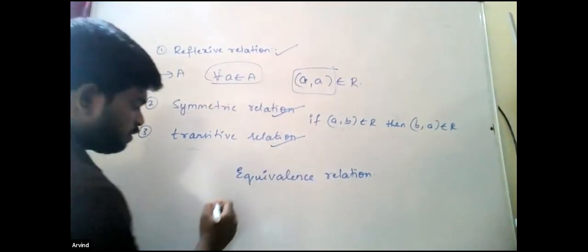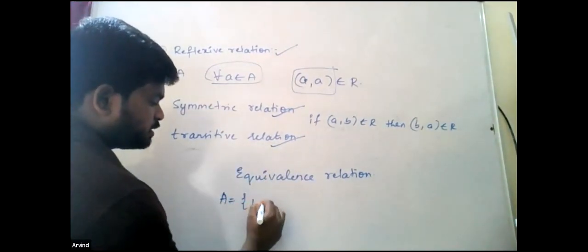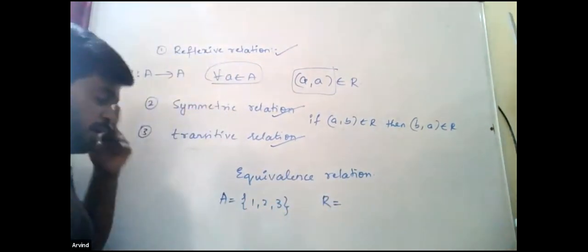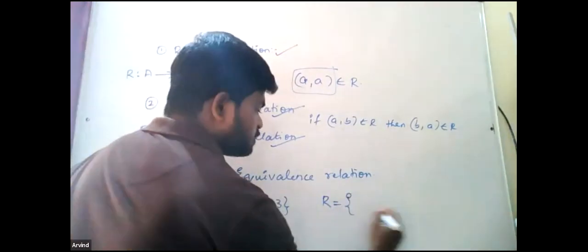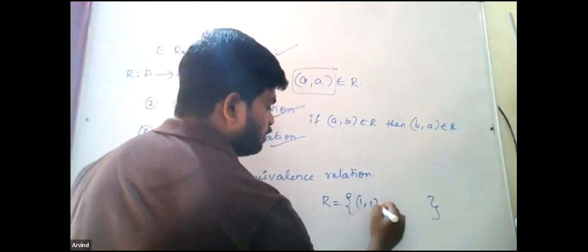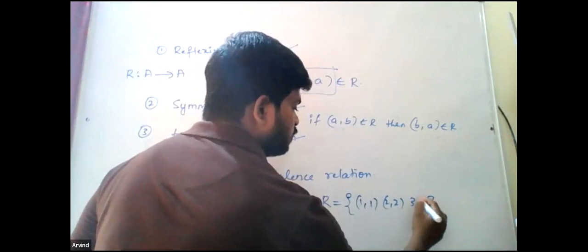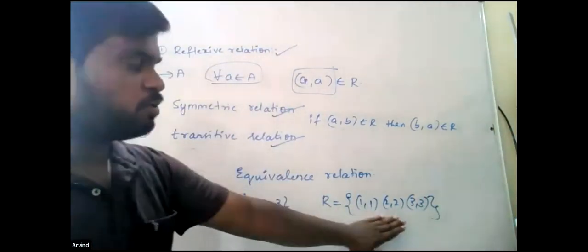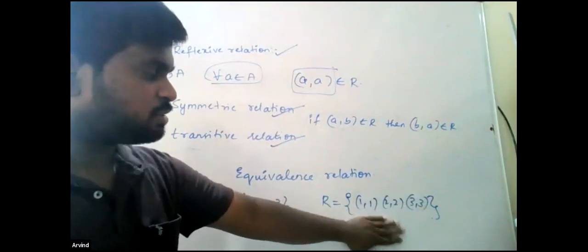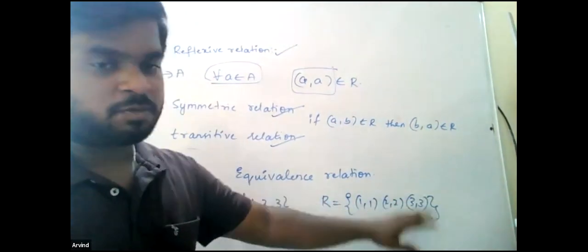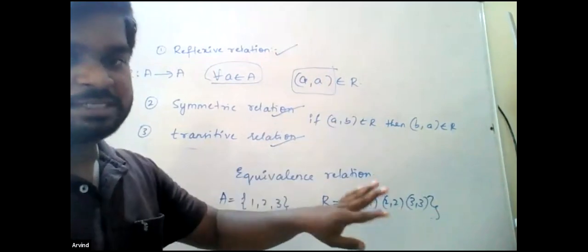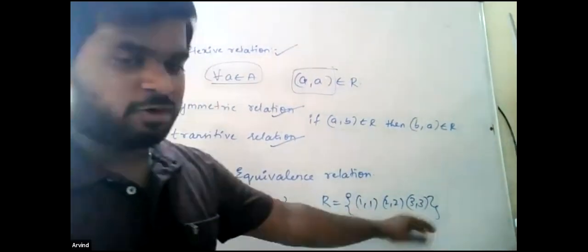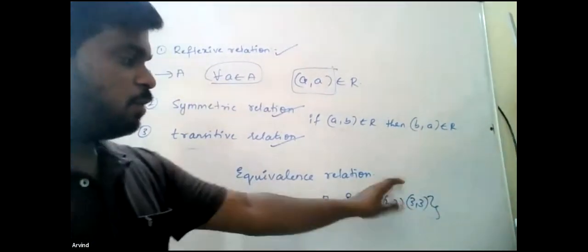Okay, suppose set A is equal to {1, 2, 3}. This is called a trivial relation. That is 1,1, 2,2, 3,3. This is a trivial equivalence relation. It is reflexive. This 1,1, 2,2, 3,3 is reflexive, symmetric and transitive as well. There are 3 elements, so we can easily say it is reflexive.